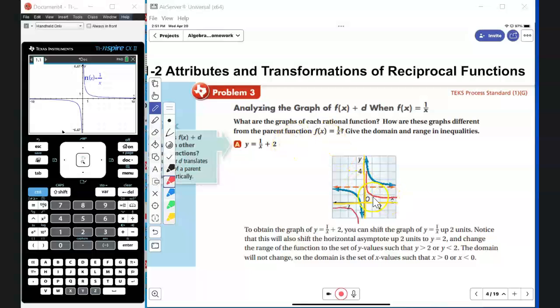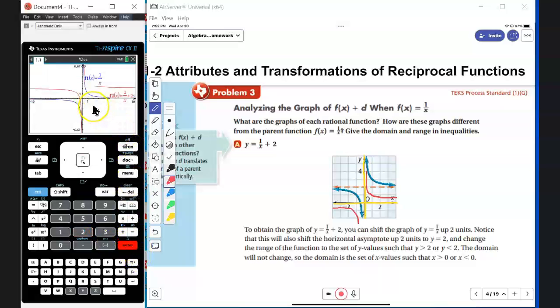So the red shows you where the parent function is. The blue shows you that shift going up 2 units. And it's right here. Here's the parent function. So what I'm going to do is I'm going to go to the tab section. I'm going to type in the parent function, but there's going to be a shift of 2 units up.